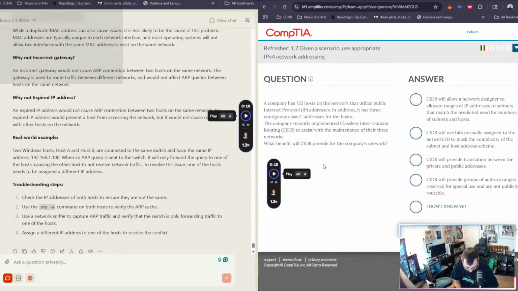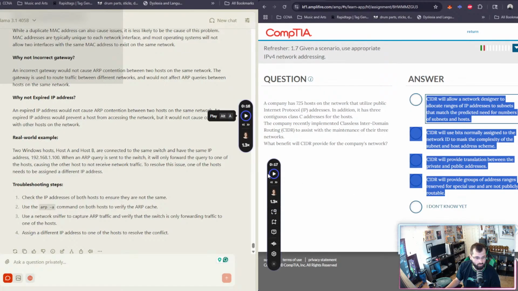CIDR is the translation between DHCP and PAT. PAT assigns all of these private IP addresses ports. CIDR translates that so that way it can talk to the main public IP address. I believe that's correct. Let's see what our choices are.